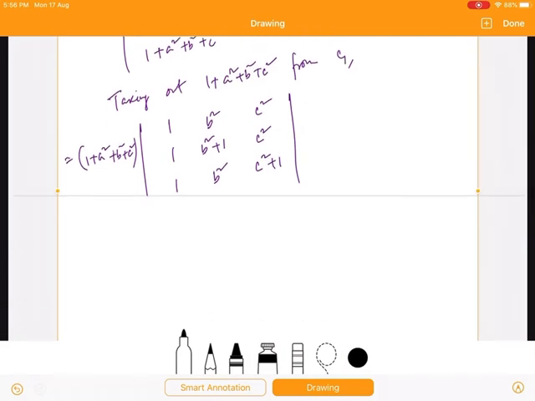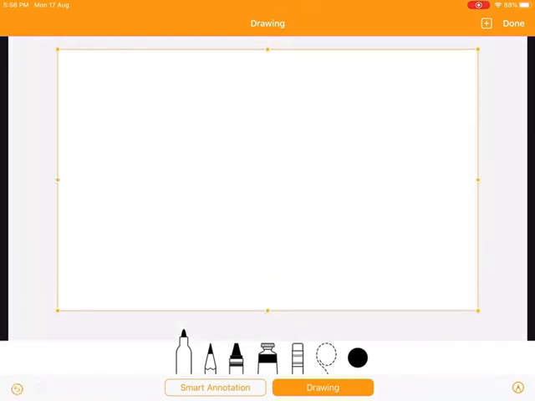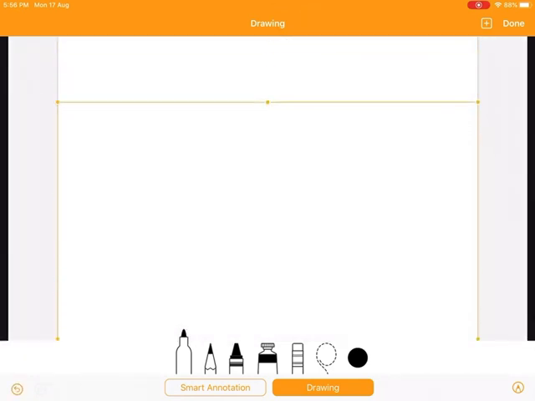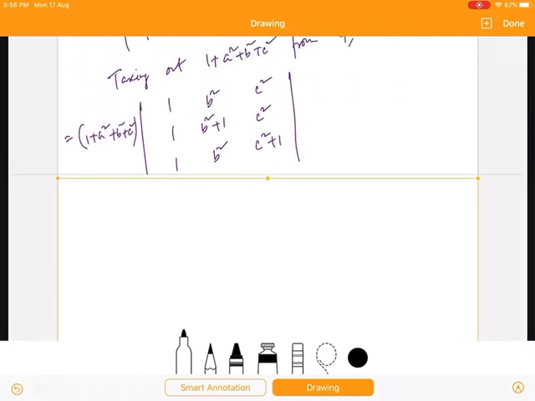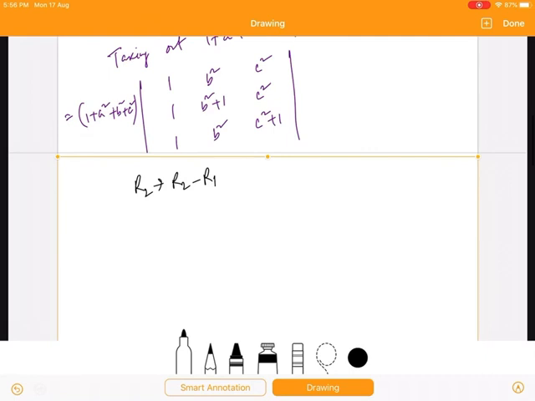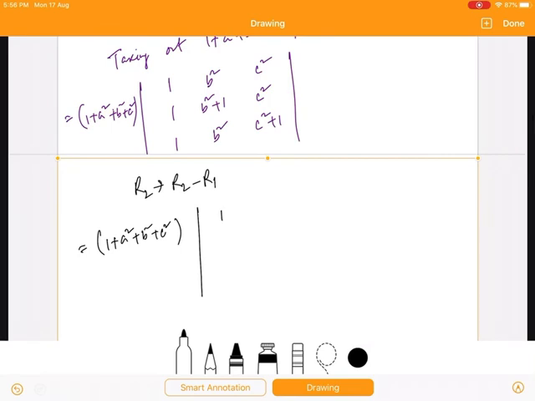So let's do it. What operation should I do? Tell me first. R2 minus R1. So my operation will be R2 implies R2 minus R1. Now let's do this operation and see whether we are getting two zeros or not. If we don't get two zeros, then we do the second operation also. So we get 1 plus A square plus B square plus C square, and R1 will remain the same.